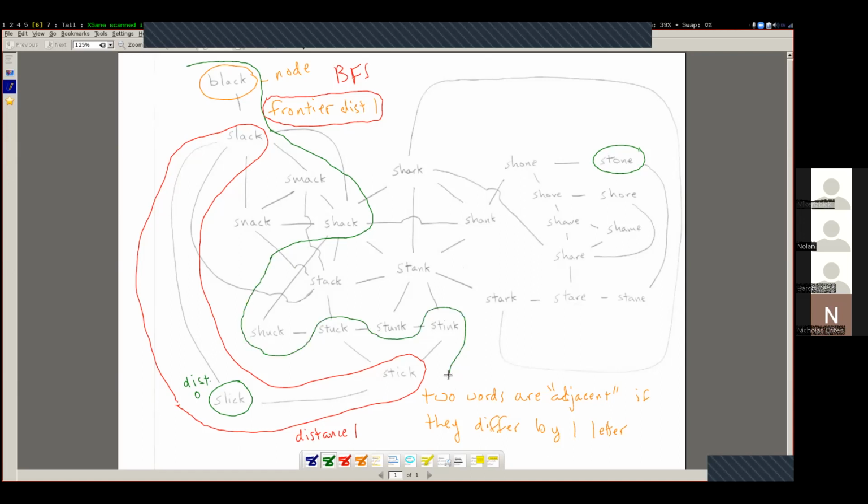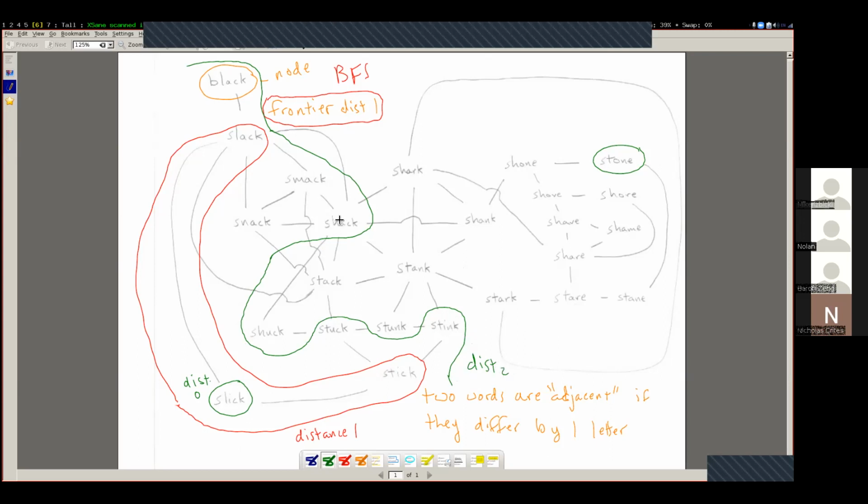And so now this green line right here is my frontier of words that are distance 2 away from the start of my breadth first search over here. So this is the distance 2 frontier right here.